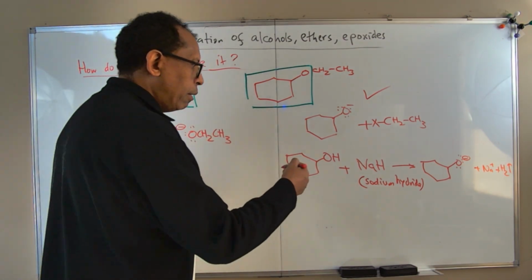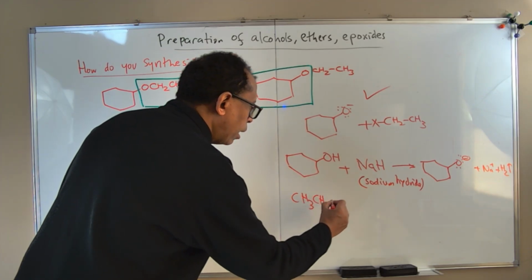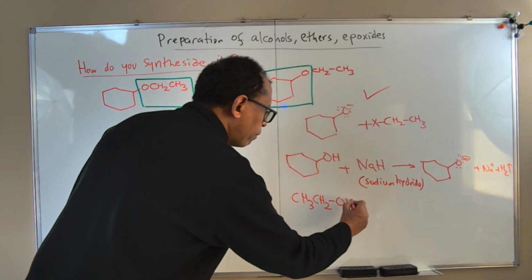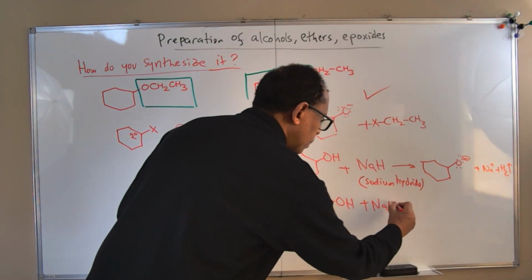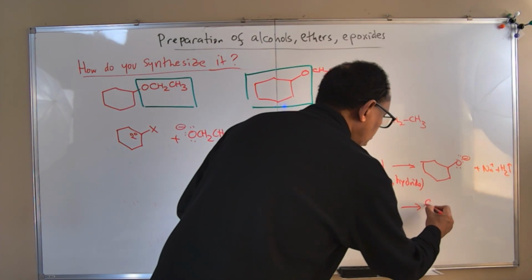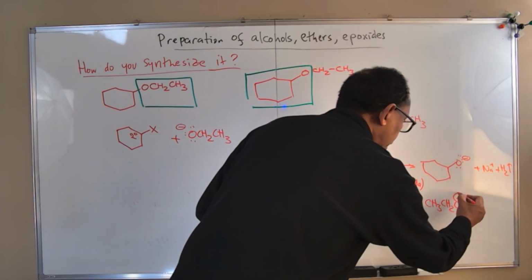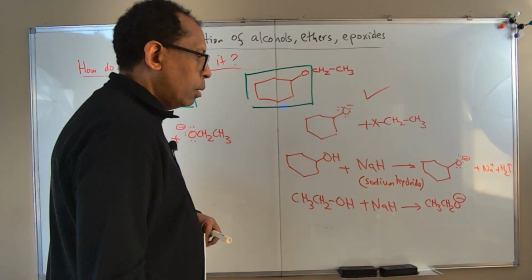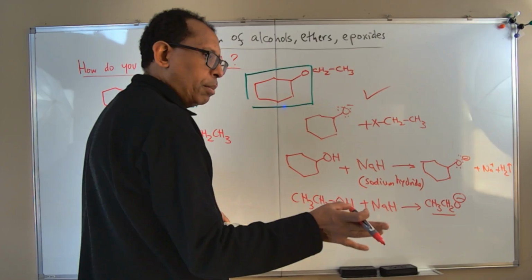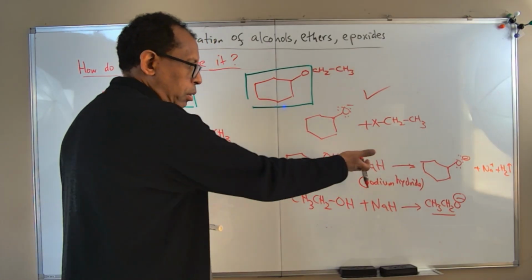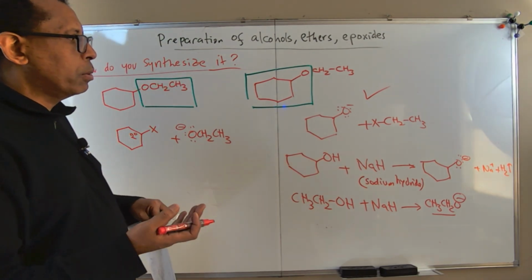For example, if we want an ethoxide, we start from ethanol plus sodium hydride, we get ethoxide, like that. So always, if the ethoxides are not readily available and somebody gives you the alcohol, you just react it with sodium hydride. It is a very strong base and you can generate that.